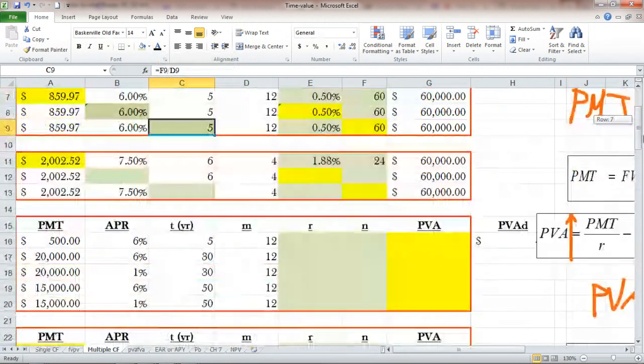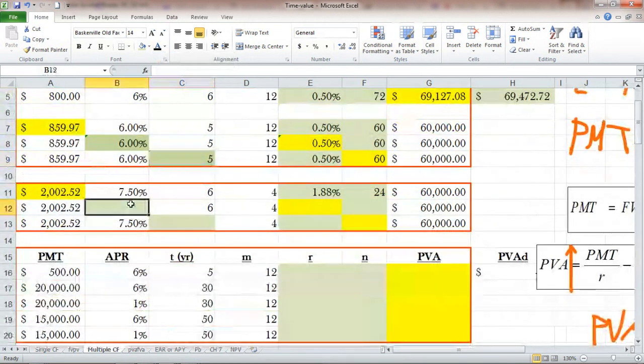All right. Let's try another example. We found this already, right? Now then, the scenario is, the target future value is still 60K. Currently, the APR is 7.5. You have a 6-year timeline. Compounding is quarterly. Okay.